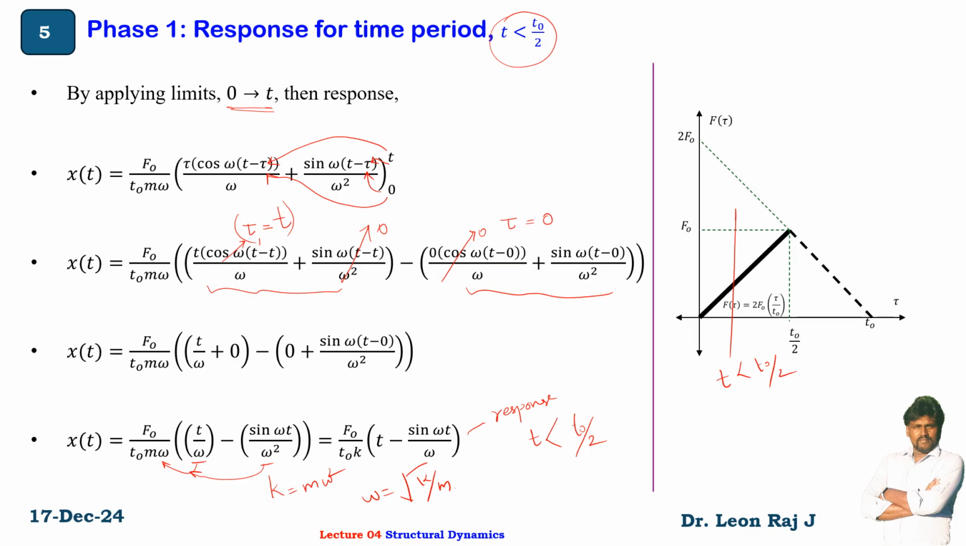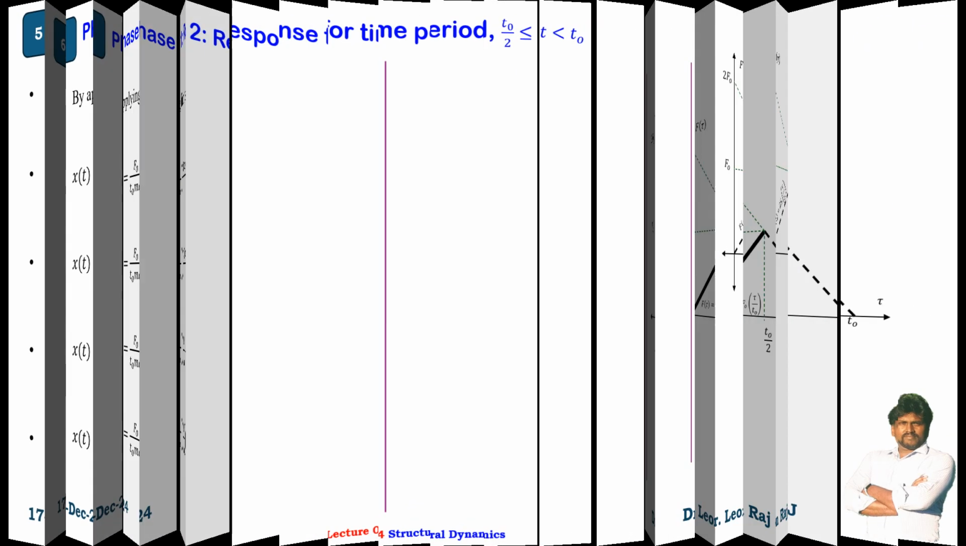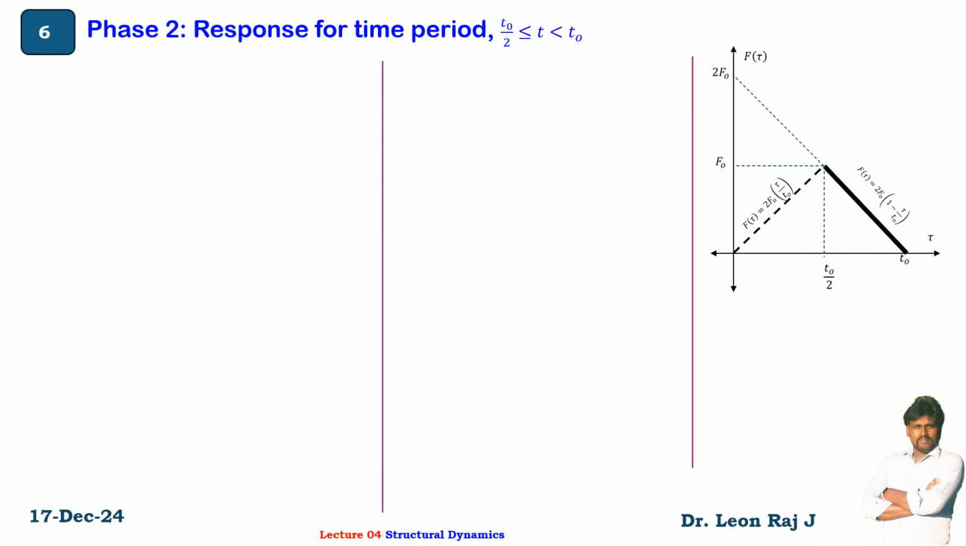So this is how you get your response for the phase 1. Next one is phase 2. So the next phase 2 diagram, the equation of line is further written as. So we know the time period is within this time period t0. Your time t is somewhere in between t0 by 2 and t0.